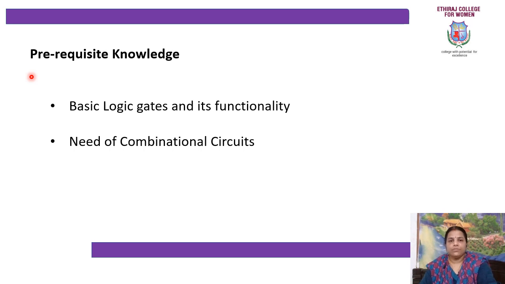And also, we should know the need of combinational circuits. With the name itself, it is clear: any combination of the basic logic gates can be taken to achieve a specific task. Say for example, a NOT gate plus an AND gate will produce a NAND gate. There we have taken the combination of NOT and AND gates. So combinational circuits are nothing but our own choice of basic logic gates for some specific purpose.